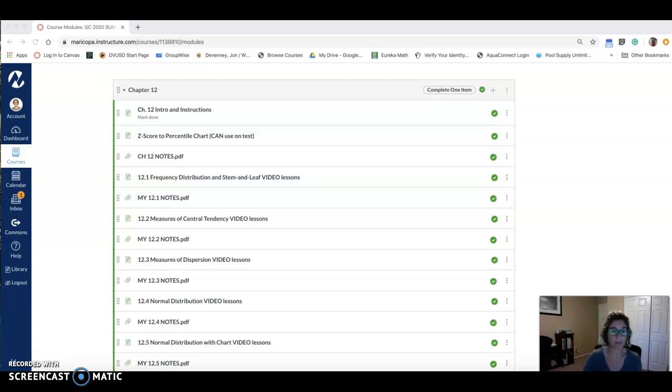If you look on Canvas here, I have a z-score percentile chart. I suggest that you print this out, and we're going to use this in section 12.5. You can print this off and use this during your test for chapter 12. So during our test for chapter 12, you have a chart that you can print off, you've got your one 3x5 note card, and then you have your calculator. So those are the three things that you're able to use during our chapter 12 test.